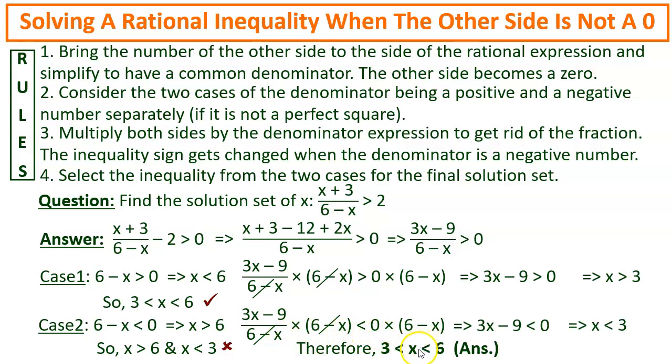So therefore x is a number. X will be any real number which will be greater than 3 but will be less than 6 to satisfy this given inequality, x plus 3 over 6 minus x is greater than 2. So this is our final answer. X is greater than 3 but is less than 6.